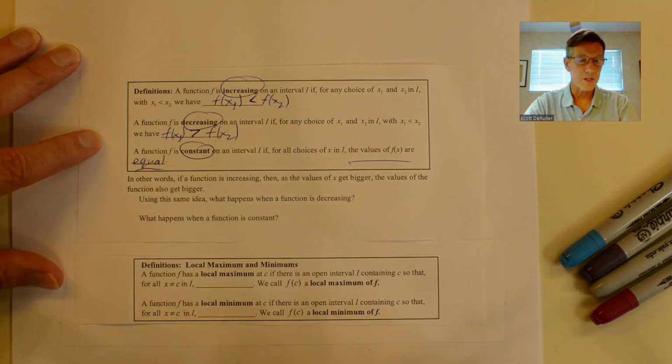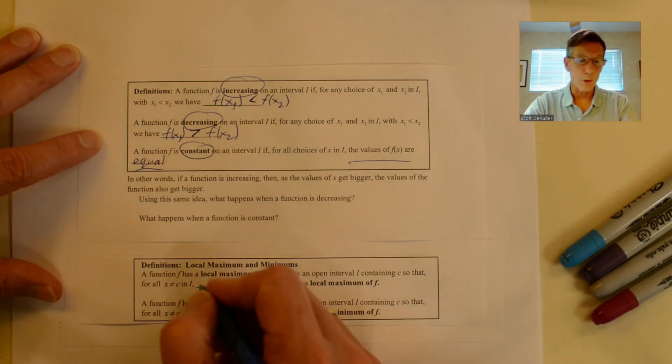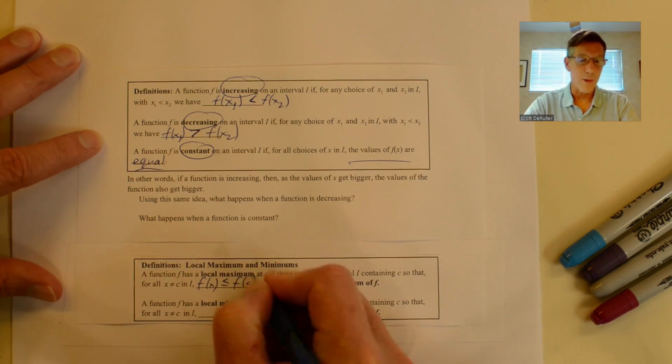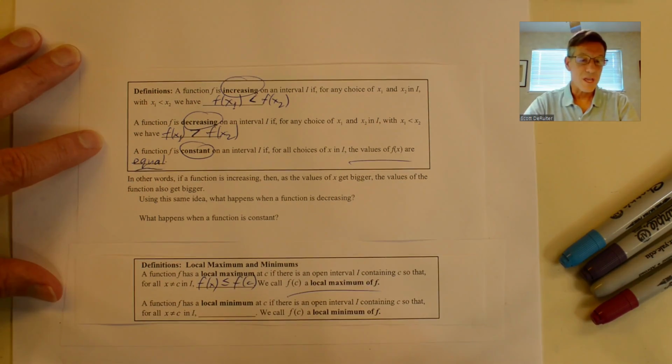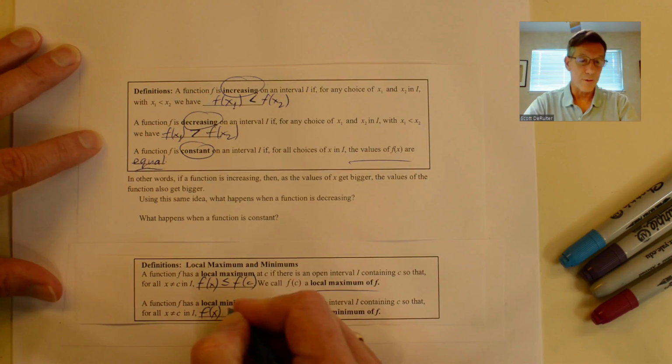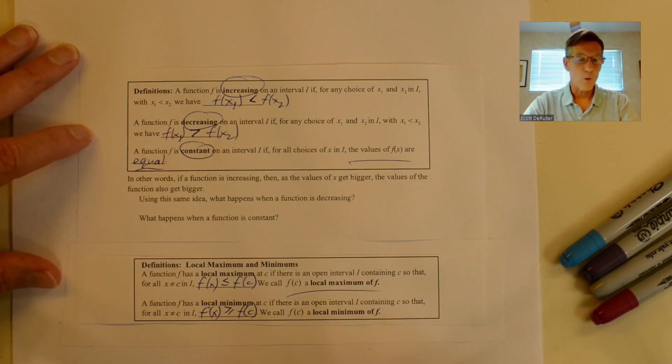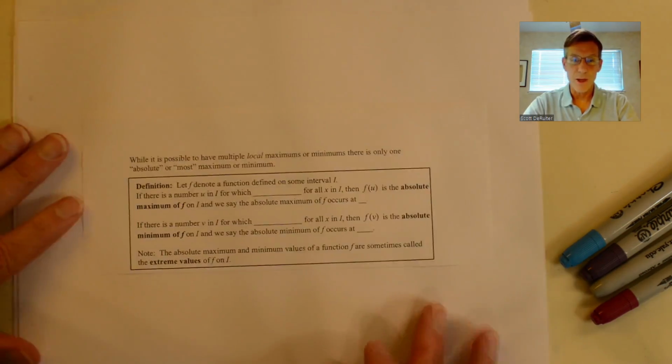So that's our definition. And we're also going to be taking a look at local extreme values. So a local maximum happens when f of c is greater than or equal to all the values around it. And it's a local minimum if f of c is less than or equal to all the values around it.